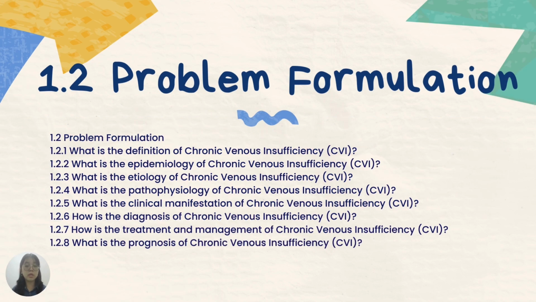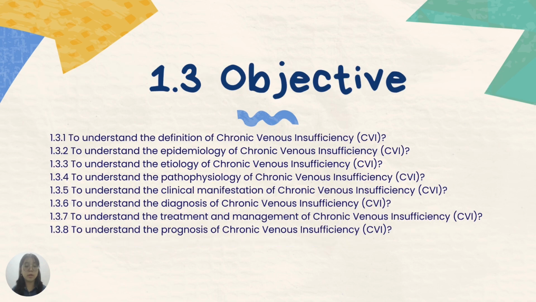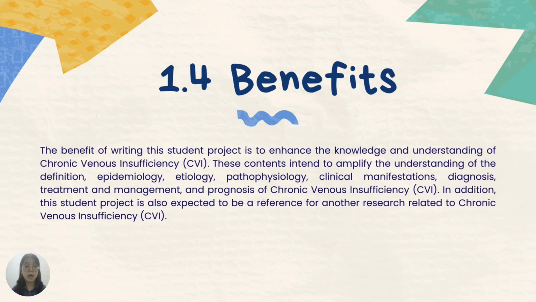1.2 problem formulation. So there are 8 problem formulations and they will be explained in 1.3 objective. And the last one is 1.4 benefits. In addition, the student project is also expected to be a reference for other research related to chronic venous insufficiency. Maybe that's all from me, and the next page will be explained by my friend.